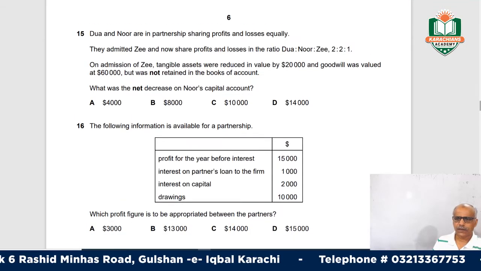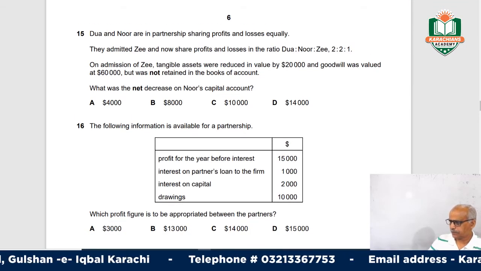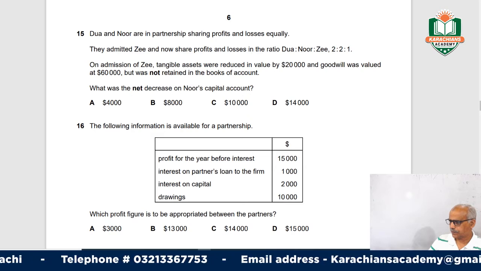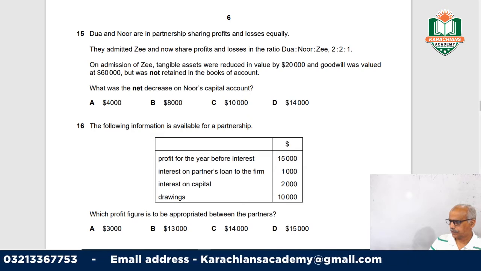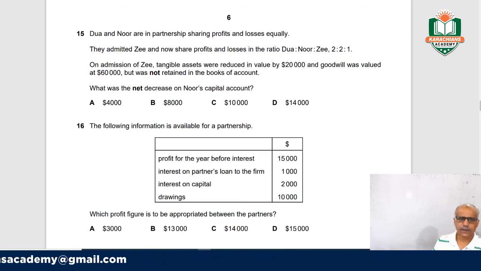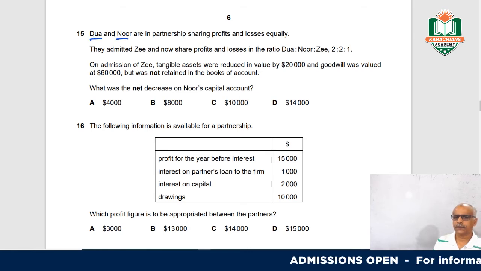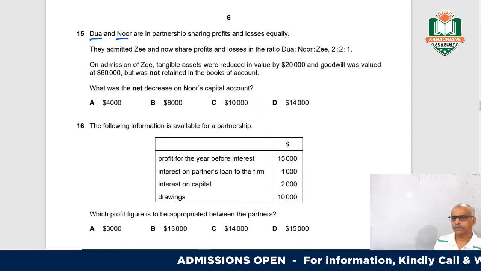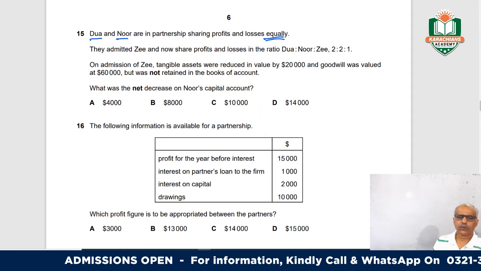15. What does 15 say? Just 1 minute. Okay. Dua and Noor are in partnership sharing profit and losses equally. So they are equal partners.